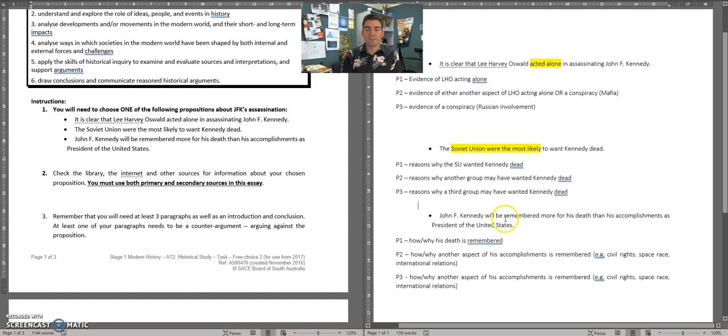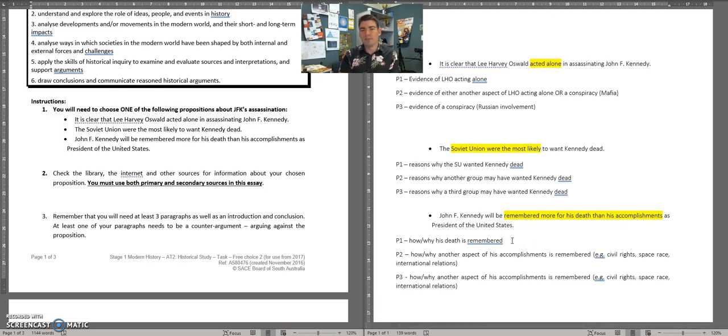In paragraph 3, proposition number 3, John F. Kennedy will be remembered more for his death than his accomplishments as President of the United States. Key phrases here: remembered more for his death than his accomplishments. And so because the proposition states that his death is more important, we have to talk about that in paragraph number 1. And we'll talk about the legacy, I suppose, of the assassination and the way that that shaped the way America viewed the world. But then from there, we need to consider the flip side.